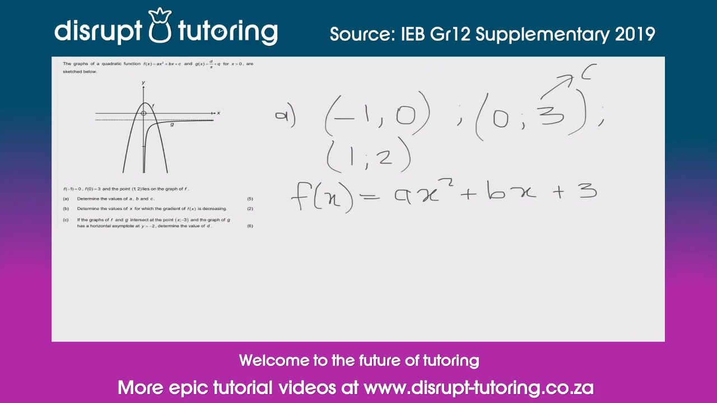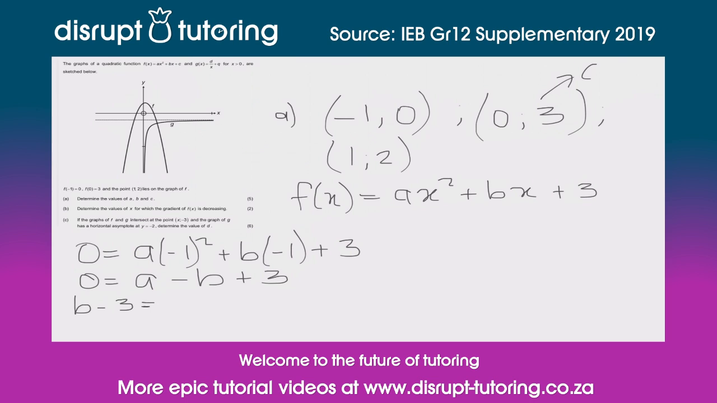Right, so f of x is 0 when x is minus 1. So I'm going to say a times minus 1 squared plus b times minus 1 plus 3. Let's simplify that. Minus 1 squared is going to be 1. So that's going to be simply a minus b plus 3. I'm going to solve for the a here because it's a little simpler to do. So I'm going to take the b across. That's going to be b minus 3 equals a. I'm going to call that equation 1.